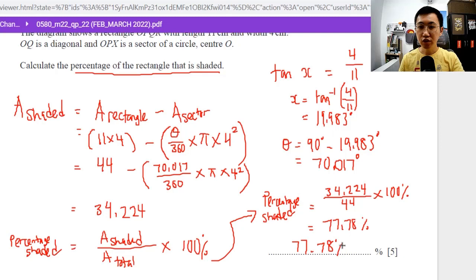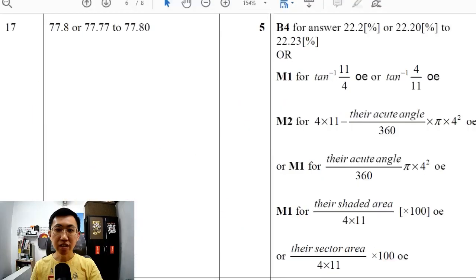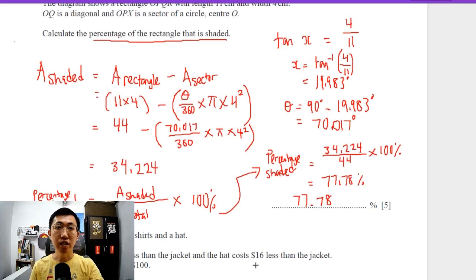Log in your final answer. No need to write percent because they already wrote for us. So let's check the marking scheme. Correct, 77.8 or 77.77 to 77.80. These are the preliminary marks given to you. Make sure that you show all the working as shown in the video recording.